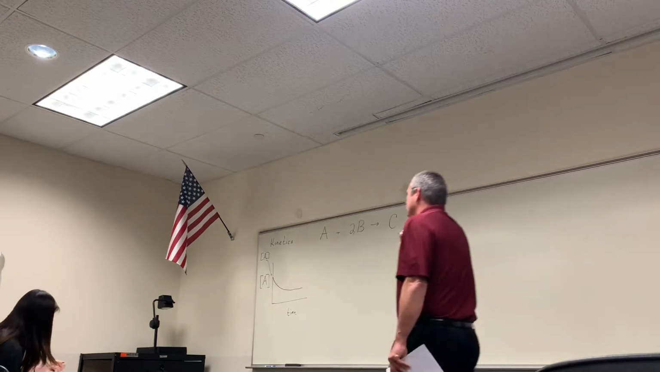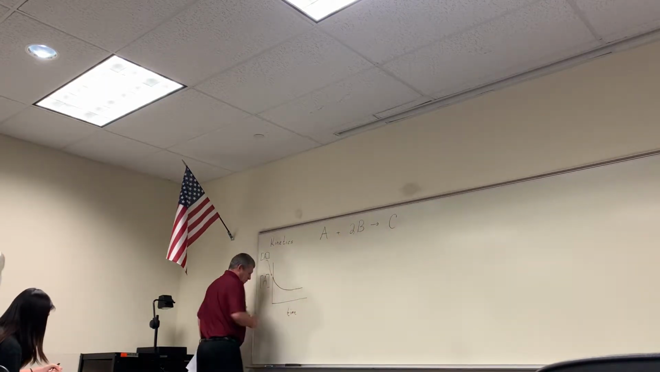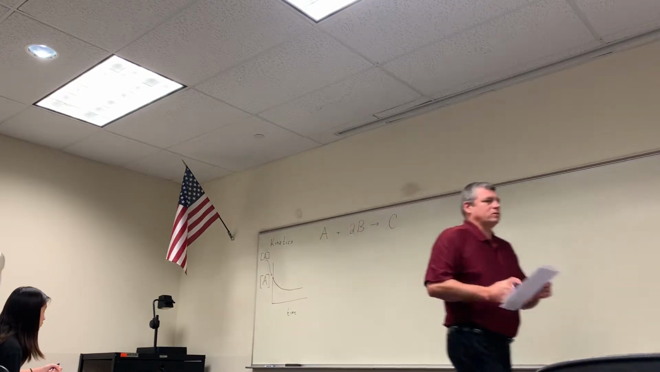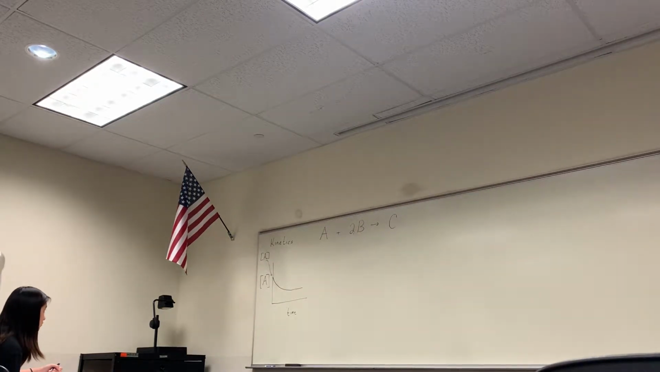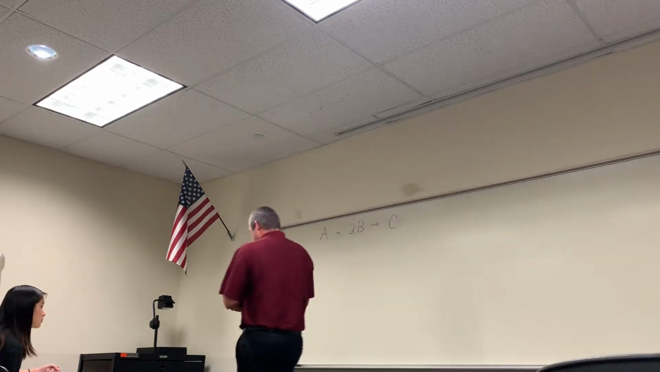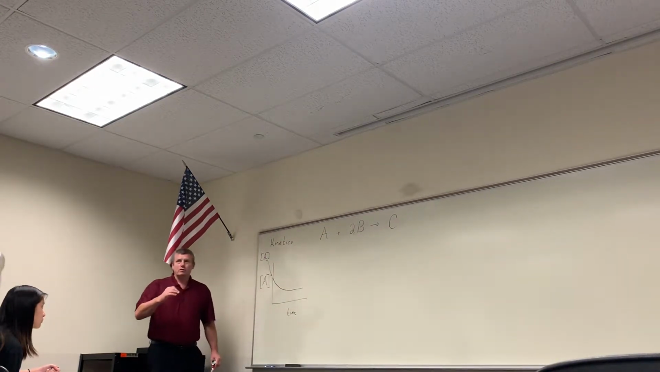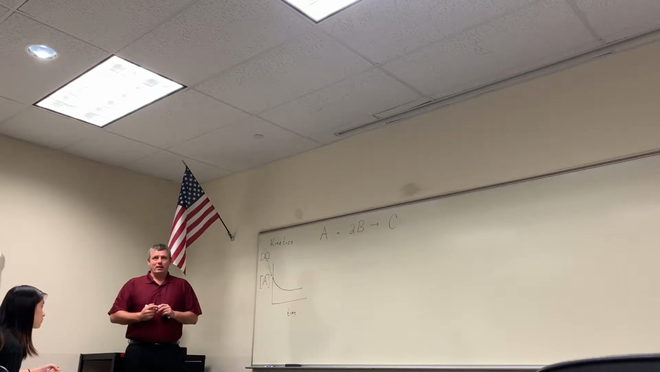What can you tell me about the concentration of B? And let me just change colors. What can you tell me about the concentration of B? It's going to go down twice as fast as A, because for every 1 A that's used up, 2 B are used up. Kind of logical? Sort of a trick question. What do we know about the concentration of B at the beginning compared to the concentration of A? Not necessarily anything. It might be way more, way less, but we don't really know what the concentration of B will be at the beginning, okay?